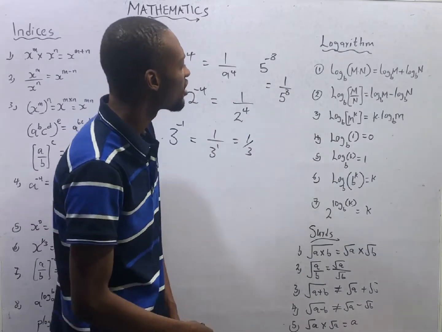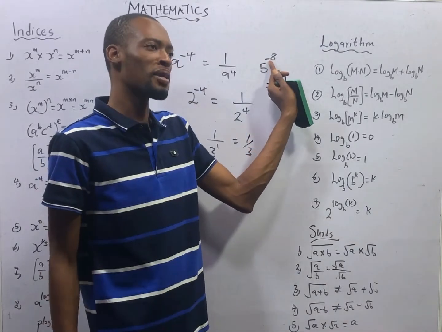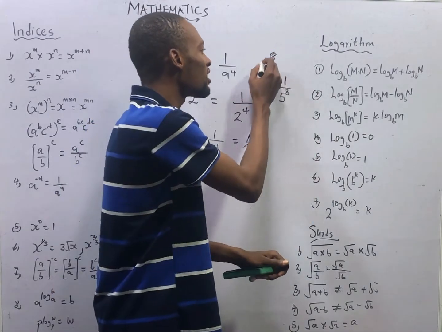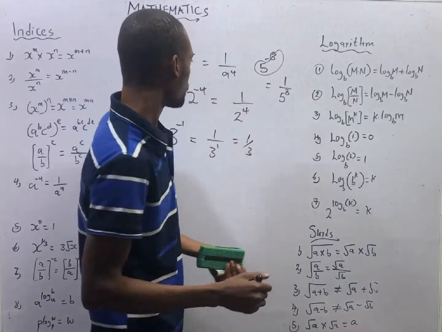What does it mean? So when you see something raised to the power of minus something, change the minus to 1 over, then you put what is here under.